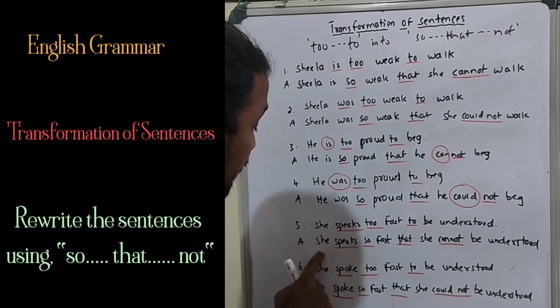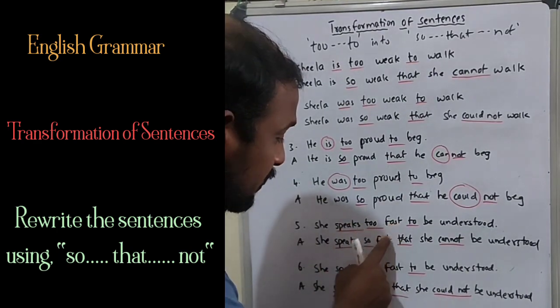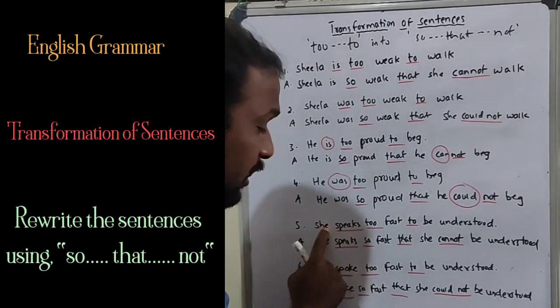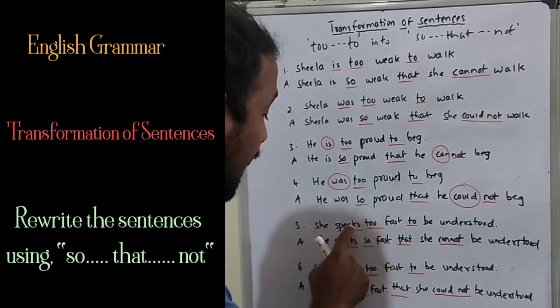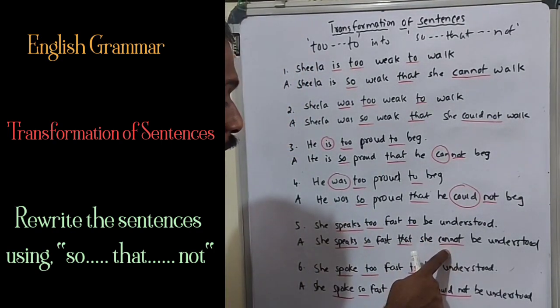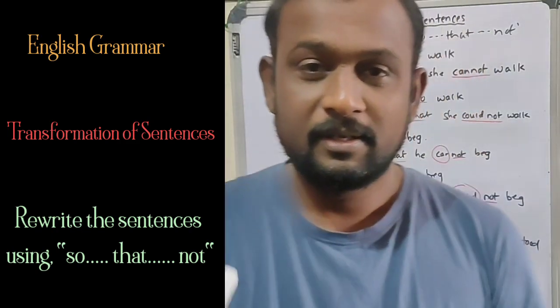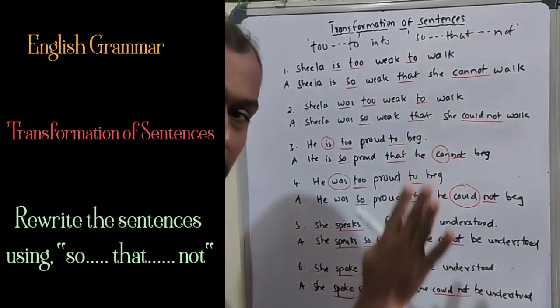Same, right? "She" as it is, "speaks" as it is. In the place of "too", write "so". "Fast" as it is. In the place of "to", start with "that". Then "she", subject is already pronoun, so write the same pronoun here. And remember, as this is present tense, you must write "cannot". Then remaining as it is. Please try to understand. In case of present tenses, use "cannot". Okay, same pattern in all the cases.